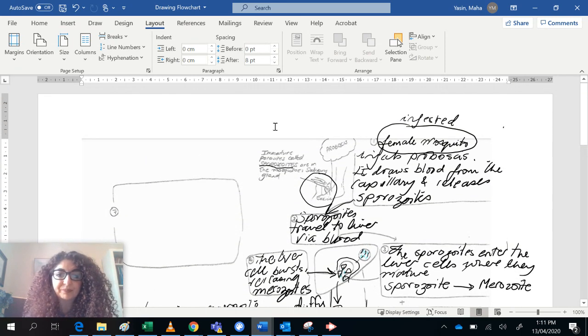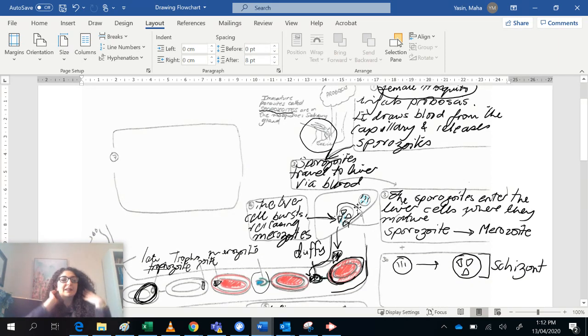So we've got an infected female mosquito that has those sporozoites. It's going to inject into the skin of a person because it wants to draw out blood. In the process of injecting, it releases those sporozoites. The sporozoites then travel to the liver. They enter the liver, then they start to mature. As they mature, they change into structures called merozoites. That collection of merozoites inside a liver cell forms a structure called a schizont. So it's like a sac full of merozoites.